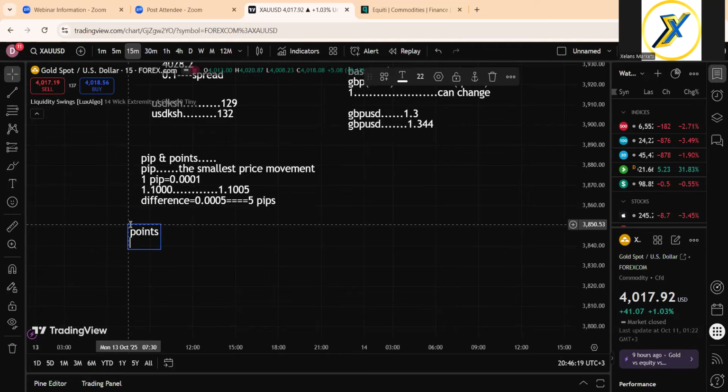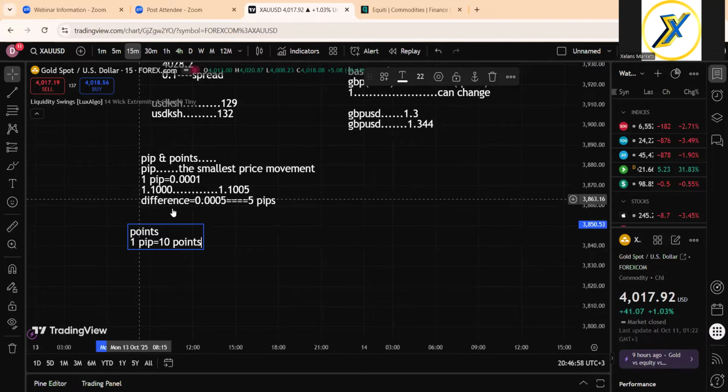Points are now even smaller. Okay, points are smaller than the pips. So one pip is equal to 10 points. 10 points. Okay, so one pip is 10 points.